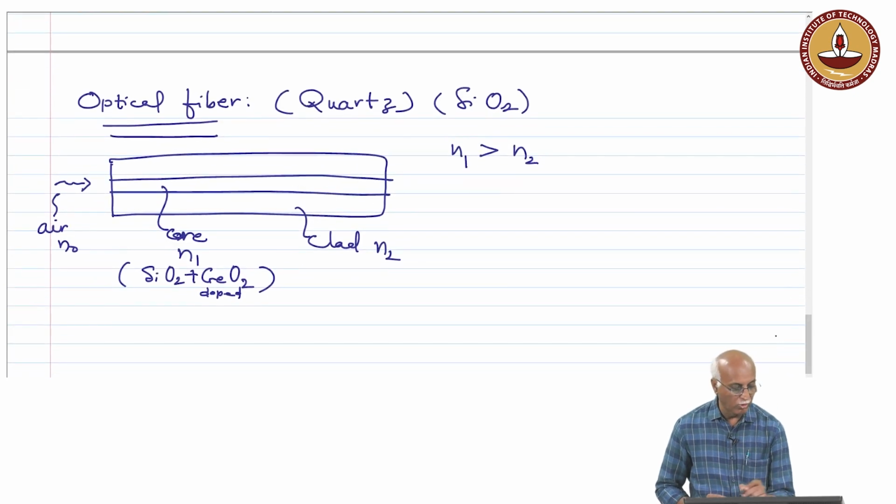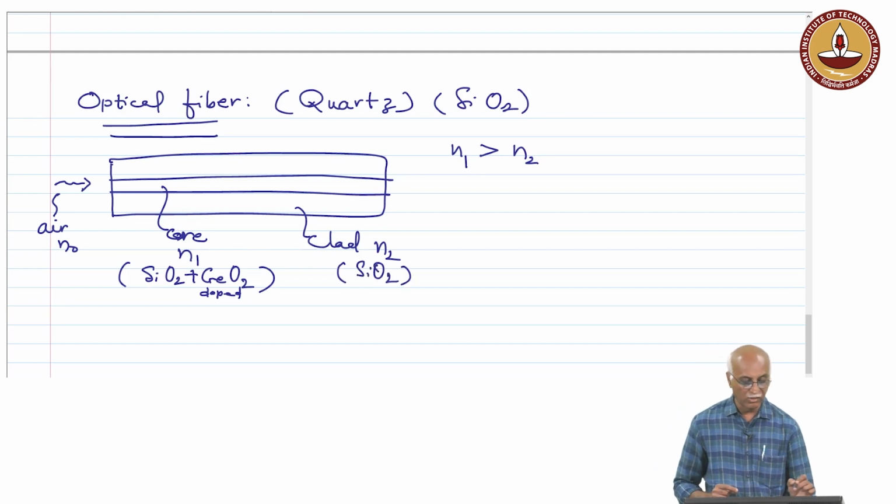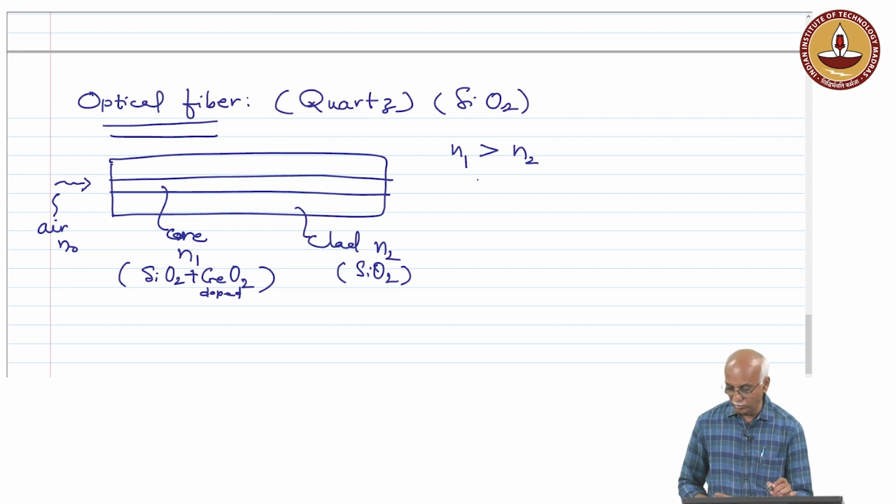Germanium oxide doped SiO2, nothing but the quartz, is the core, and the clad is nothing but SiO2, right. So, a refractive index difference will be there, and N1 is greater than N2, which allows optical light propagation.